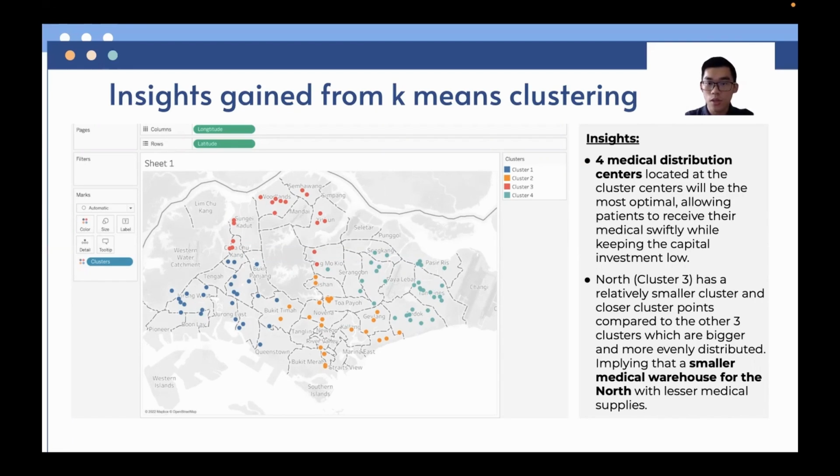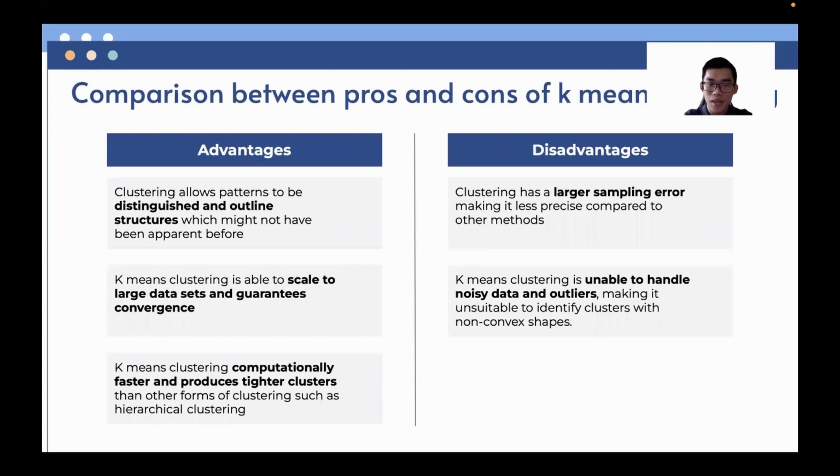This allows patients to receive their medicine swiftly while keeping the company's capital investment on warehouses low. In addition, we can also observe that cluster 3, the north area, has a relatively smaller cluster and its cluster points are closer to one another compared to the other 3 clusters, which are bigger and more evenly distributed.